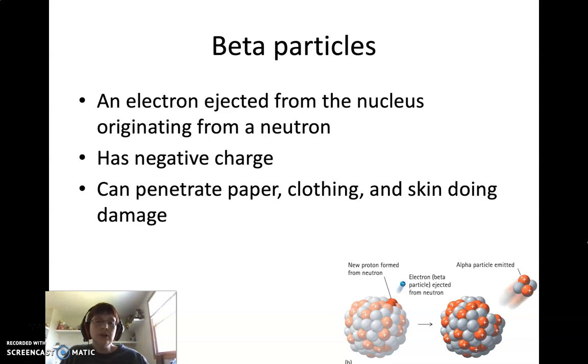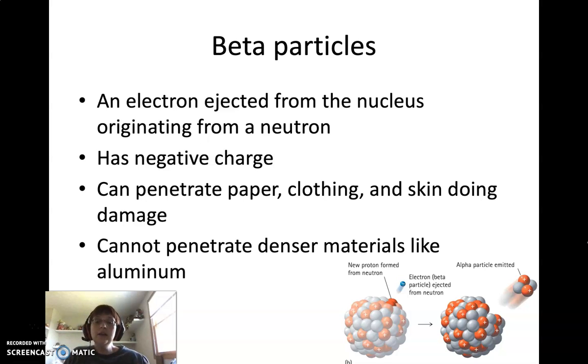These guys can penetrate paper and clothing, so we can shield against alpha particles with paper and clothing, but we cannot use paper and clothing to shield against beta particles. They can actually penetrate paper and clothing and make it to your skin to do damage. But we can use something like aluminum to protect ourselves against beta particles because they can't make it through anything as dense as aluminum or denser. So we can use aluminum or any material denser than aluminum to protect ourselves from beta particles.